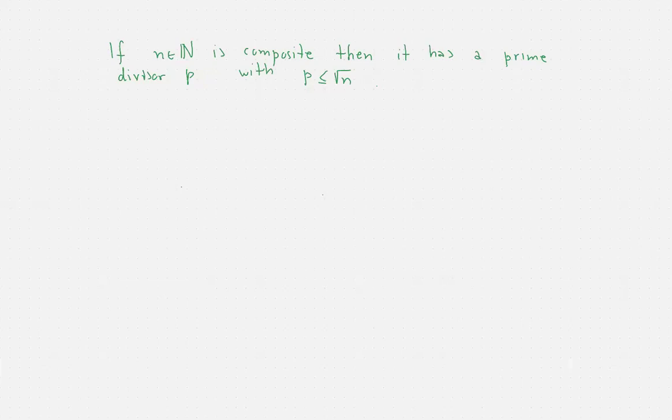Okay, so we would like to show this very simple statement, which is the basis behind the Eratosthenes sieve. It says that if we have a composite number, then it has a prime divisor that does not exceed the square root of that number. Let's see the proof of this. It's very, very simple.